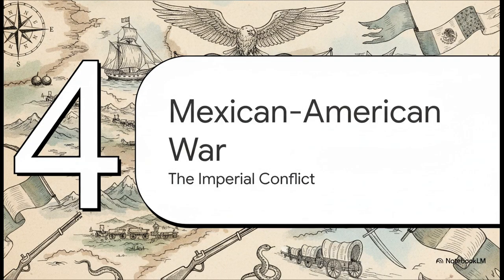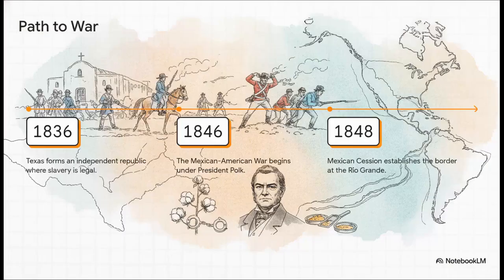All right, Section 4, the Mexican-American War, the Imperial Conflict. Because of that unrelenting pressure to expand, Americans essentially orchestrated violence against Mexico. It all started with Texas.